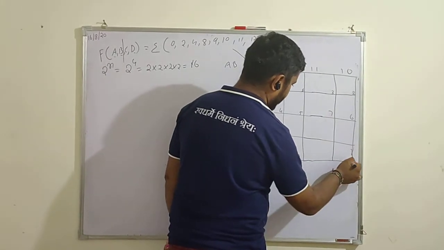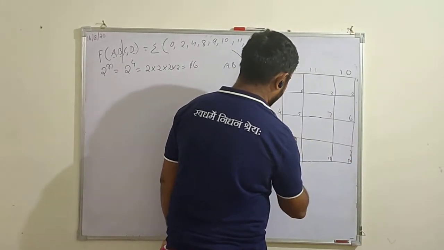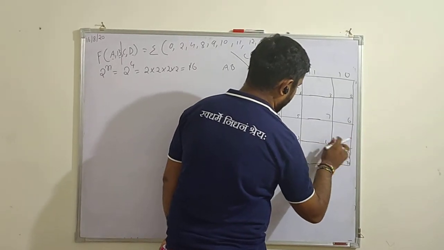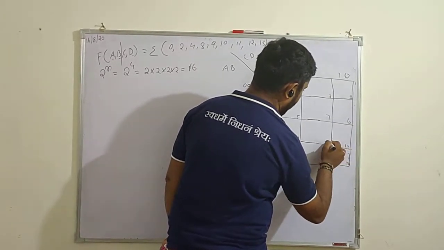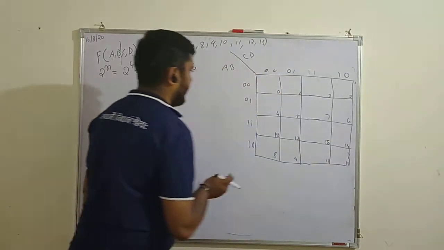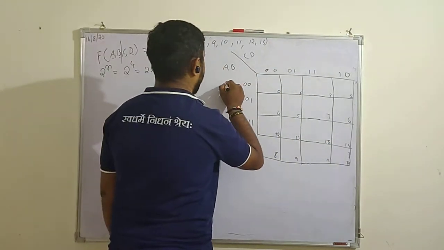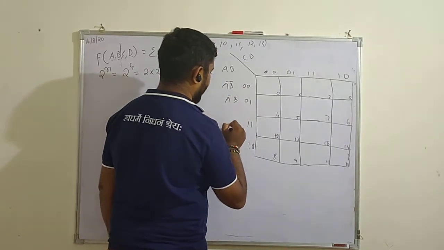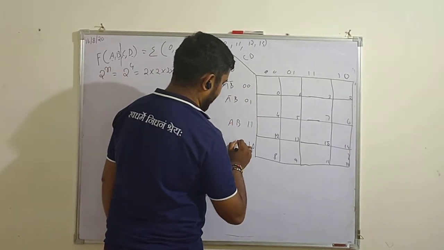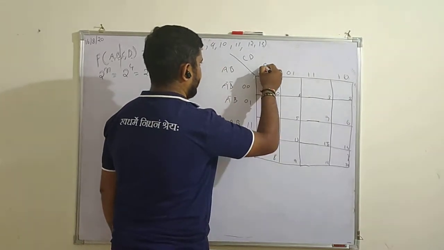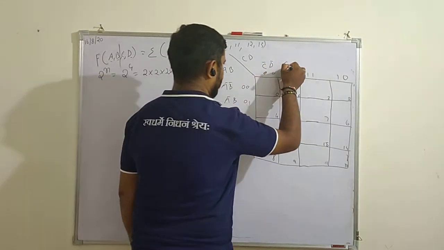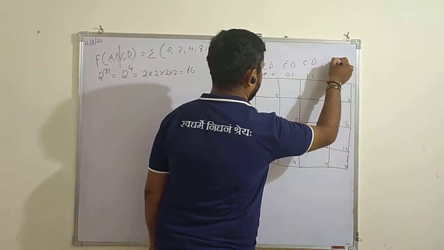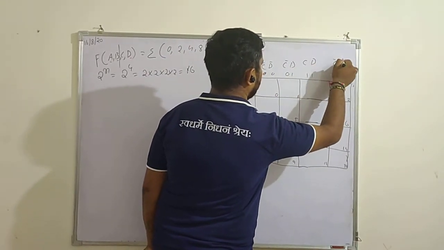8, 9, 10, 11, 12, 13, 14 and 15. And the names: A bar B bar, A bar B, A B, A B bar, C bar D bar, C bar D, C D, C D bar.